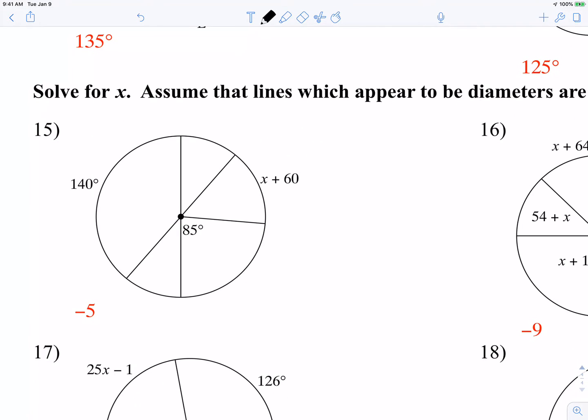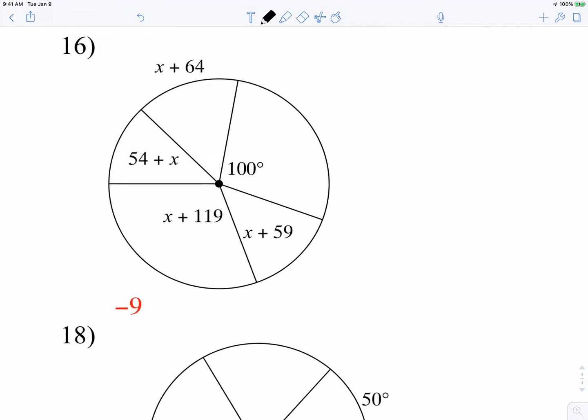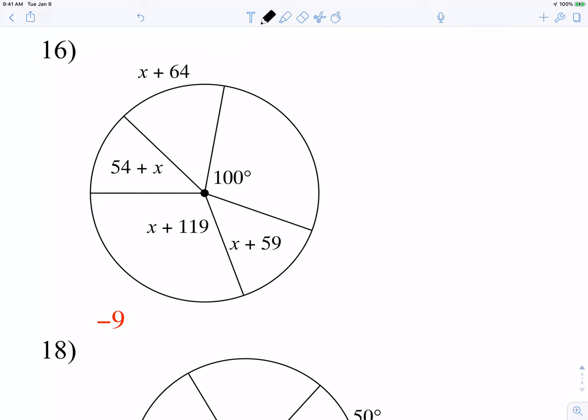All right, number 16. I don't have any diameters in that picture. So really all I have to work with is vertical angles, and since I don't have any diameters, I'm not going to have any vertical angles because they need to be made by two intersecting lines. But if I move this x plus 64 in for this central angle, I do have a measurement for every single one of these angles that make up the circle. So I can use the fact that they all add up to 360 to set up this problem.